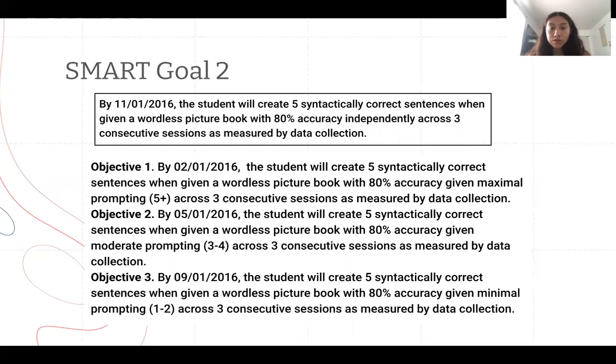Objective 2 and 3 are the same, except that in objective 2, instead of maximal prompting, we're going to limit it to moderate prompting. And in objective 3, we're going to limit the prompting to minimal prompting instead of moderate prompting. And this goal is a syntax goal to address expressive language. It will provide practice for the student with producing syntactically correct sentences, and using a wordless picture book, the student will have to create sentences independently.